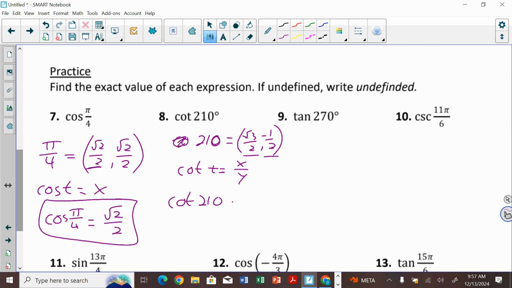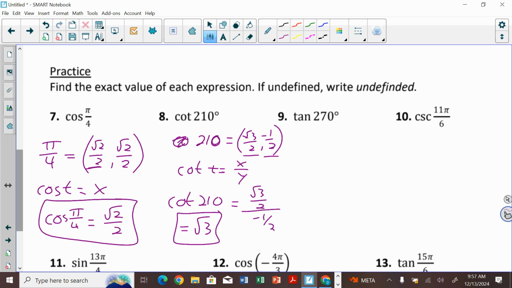So cotangent of 210 is square root of 3 over 2 divided by negative 1/2. And as you work that out, you'll end up just getting the square root of 3 as we simplify.